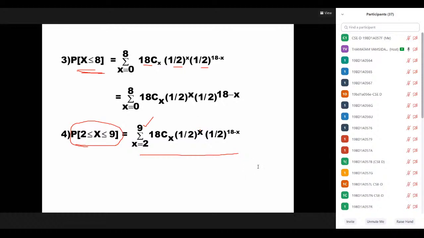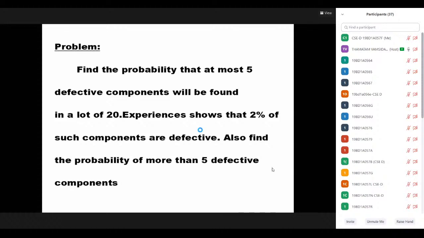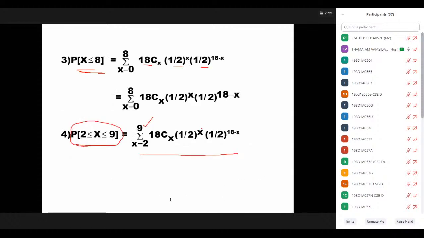Okay. Anybody have doubt in this one? In this question?